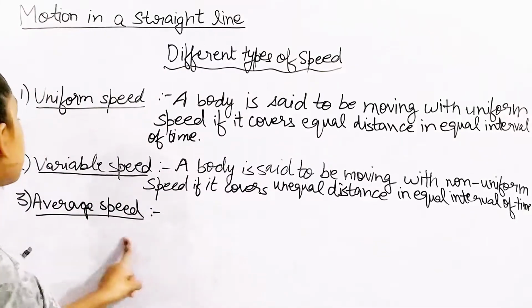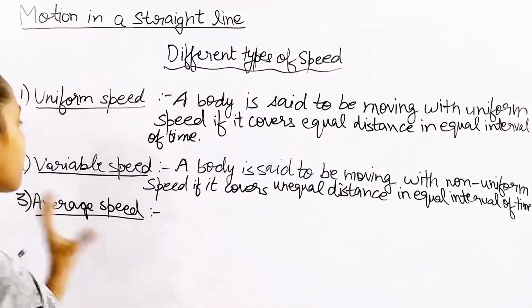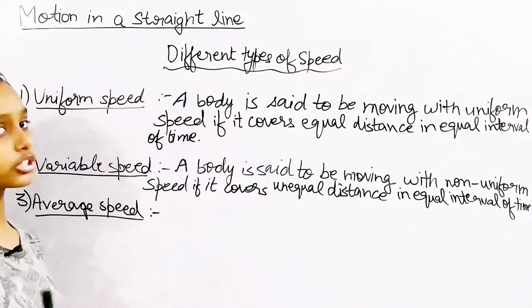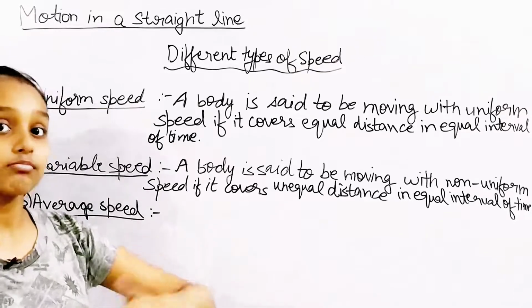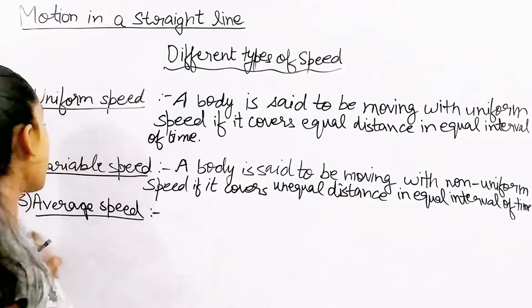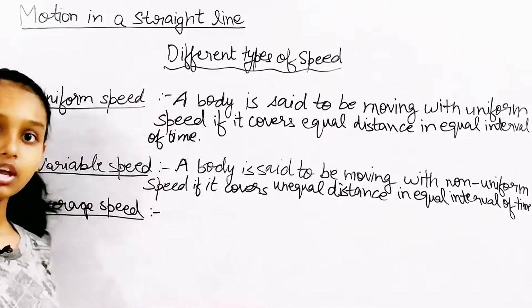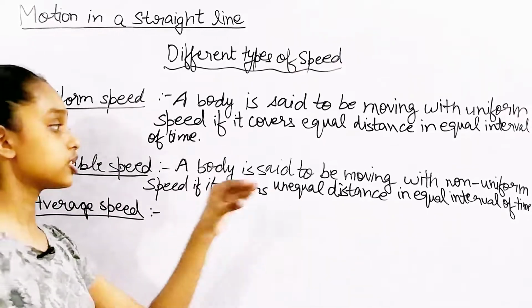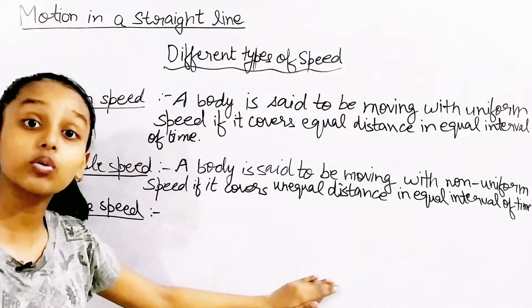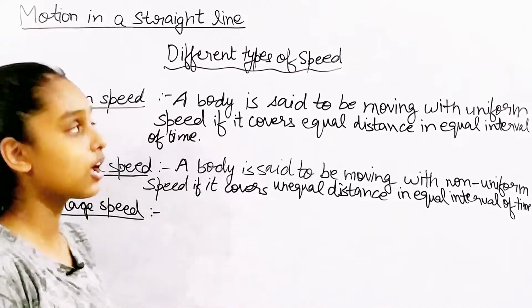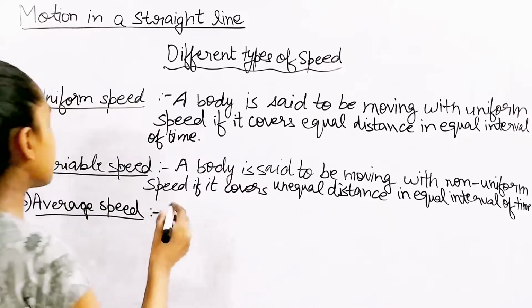Okay, so average speed. If I'm going to ask you what speed is equal to, speed is equal to distance by time, right? Average speed is just the same. The only difference is the total distance by total time taken. That's what it is. Nothing else. Okay, so let me write it.